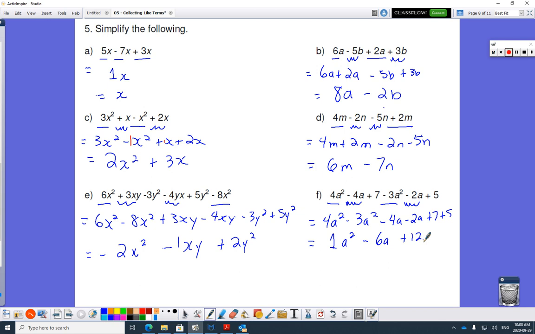After you've collected up the like terms, then you can literally put them together. Find out what the total number is. And your calculator can be so much help there.